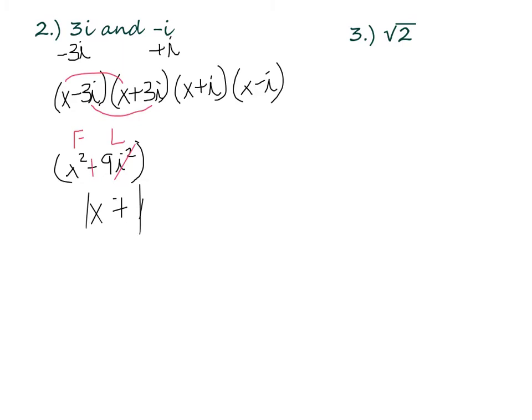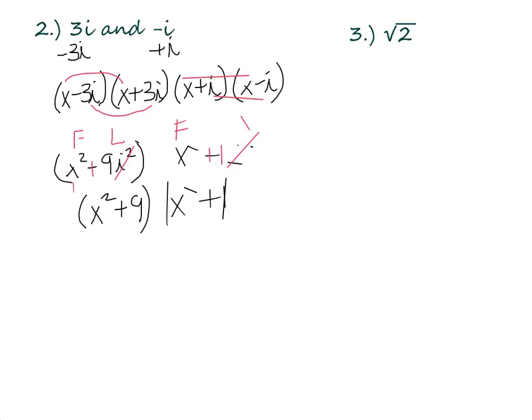Alright, and then we're going to do the same thing with our other two. These are conjugates. So instead of foiling, I'm just going to say first times first and last times last. So for my f, I get x squared. And for my L, I get i times negative i. So I get negative i squared. And again, when you see an i squared, you cross it out and you change the sign. So it's going to be plus 1. And I'm going to rewrite that down here. So I have x squared plus 1.